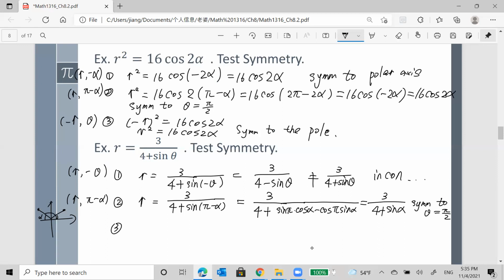And the third one, test negative r. If I plug it in, negative r equals 3/4 plus sine theta. So this equation is not this equation. They are not the same. So inconclusive. You can't say it's not symmetric to the pole. You must say inconclusive.